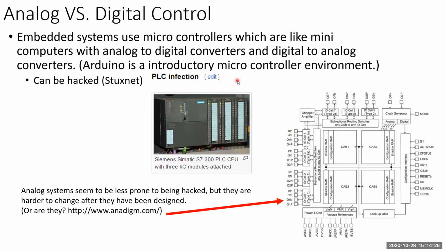Stuxnet infected programmable logic controllers. And I've read science fiction novels where military mercenaries would use analog electronics because they couldn't be hacked, which, yeah, but they're not very flexible. Although you can have electronic tuning, there is a system that you can dynamically control what's going on on the inside in an analog system.